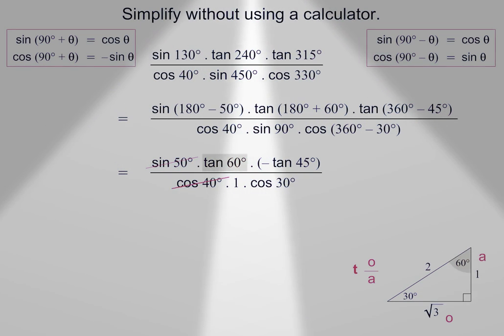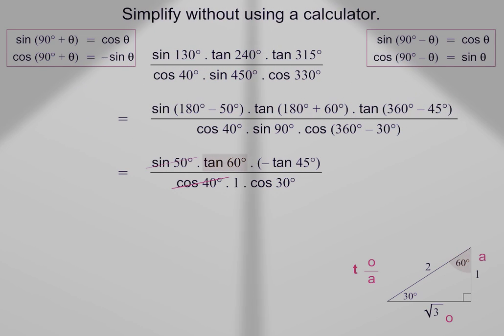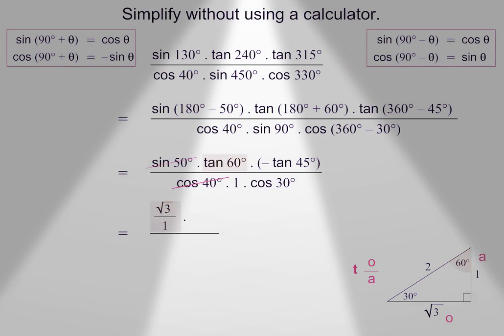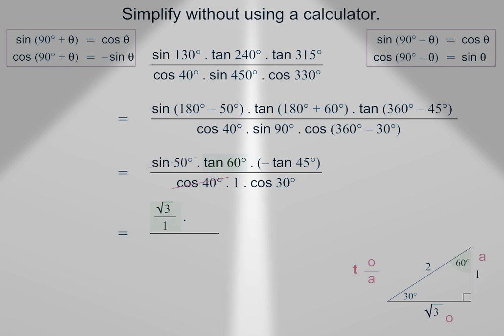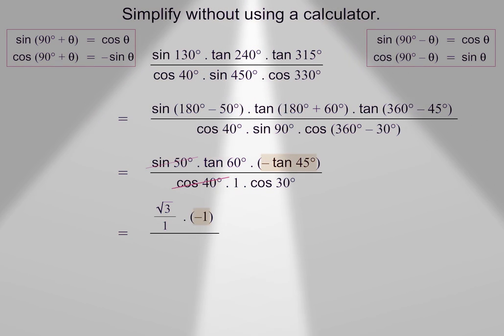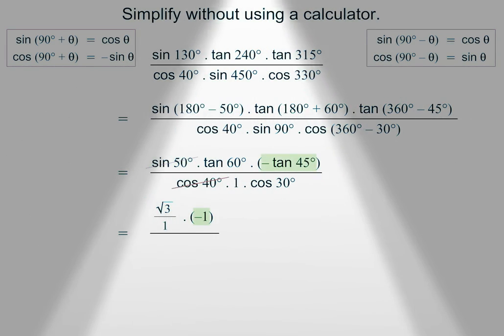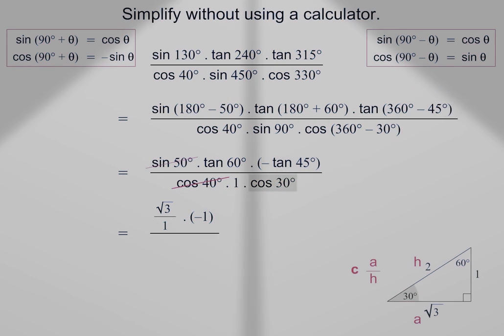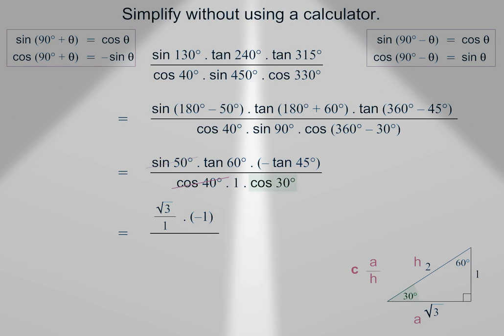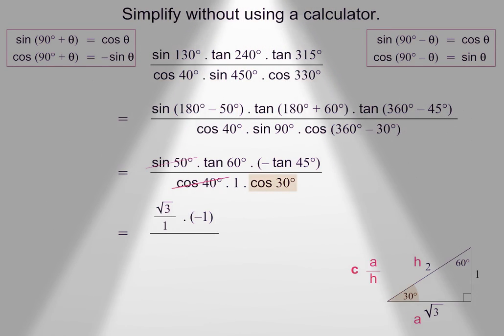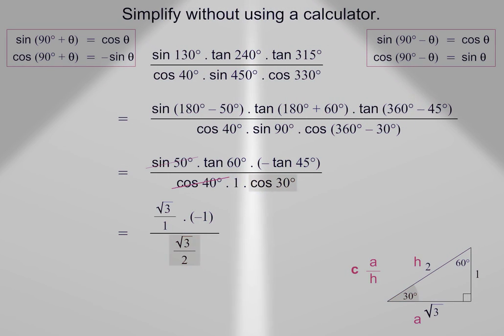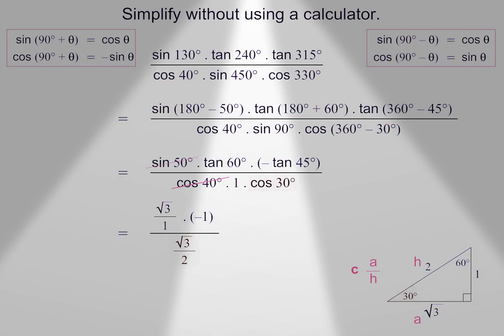For tan 60 degrees, we need to use the 60-degree triangle. Using the fact that tan is opposite over adjacent, we can replace tan 60 degrees with root 3 over 1. By now you should know that tan 45 degrees is equal to 1, so minus tan 45 degrees will be equal to minus 1. We don't need to rewrite the 1, but for cos 30 degrees, we need the 30-degree triangle. This means that cos 30 degrees will be equal to root 3 over 2, because cos is adjacent over hypotenuse.